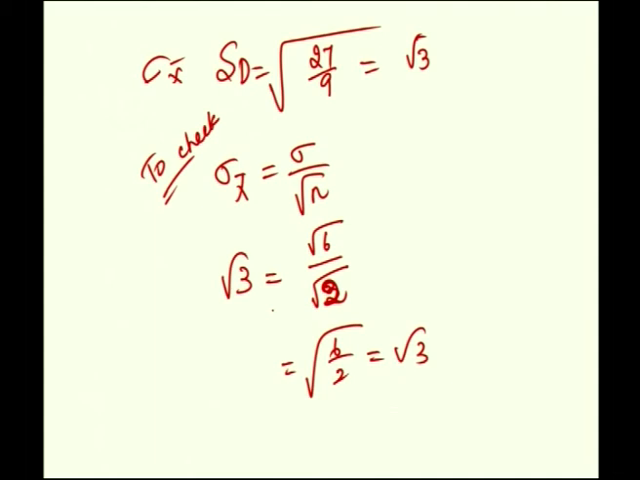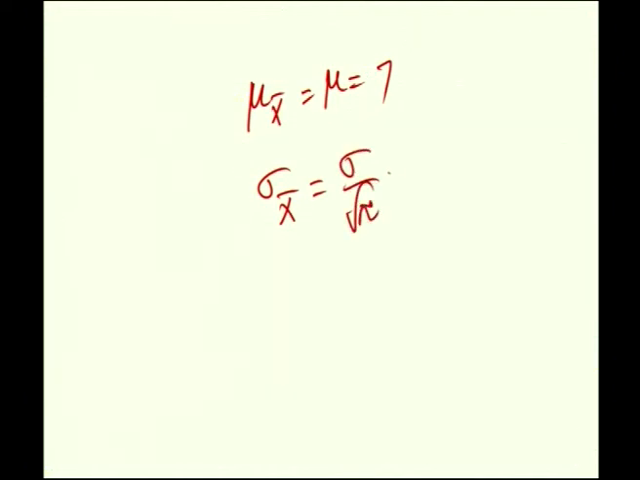So, hence we have verified sigma x bar is equal to sigma by root n. That is what you are asked to compare with the population values and sample mean standard deviation values. So, ultimately we write down the result: mu x bar is equal to mu is equal to 7 and sigma x bar is equal to sigma by root n is equal to root 3. Hence, we have done this problem.